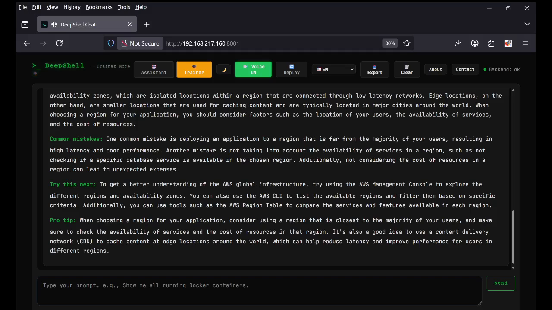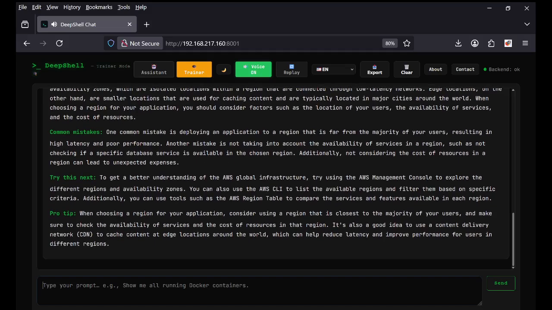Try this next. To get a better understanding of the AWS Global Infrastructure, try using the AWS Management Console to explore the different regions and availability zones. You can also use the AWS CLI to list the available regions and filter them based on specific criteria. Additionally, you can use tools such as the AWS region table to compare the services and features available in each region.